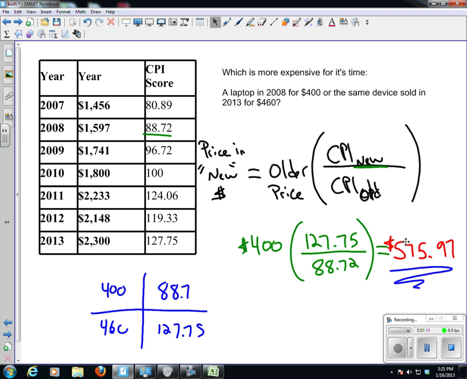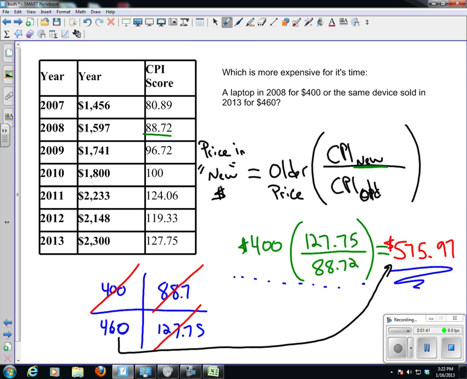Take a look at the formula that we set up. Any item that is in this formula here, shown in green, I'm going to take out of this table that I just made on the left. So we use the 400, right? That's part of the equation. Let's knock that one out. We used 88.7. Let's get rid of that. And we used 127.5. Let's get rid of that. The remaining number, this 460, that's the price in 2013 dollars. This is what we actually are going to compare the answer that we got to.